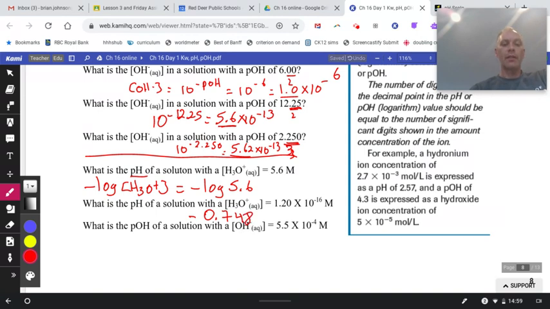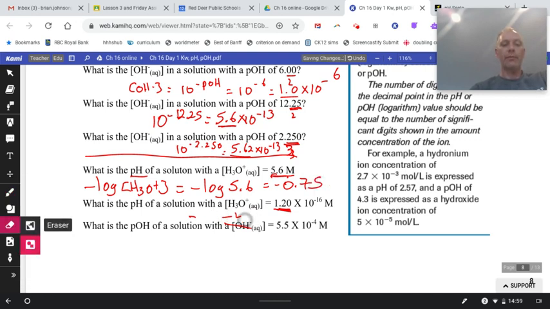Okay, this is a normal number, normal concentration, 3 sig digs, so I need 3 decimal places. So that is the correct answer. With, it's up here, sorry, 5.6 molar is 2 digits, 2 decimal places. So that becomes negative 0.75. Let's get rid of that one from that spot.